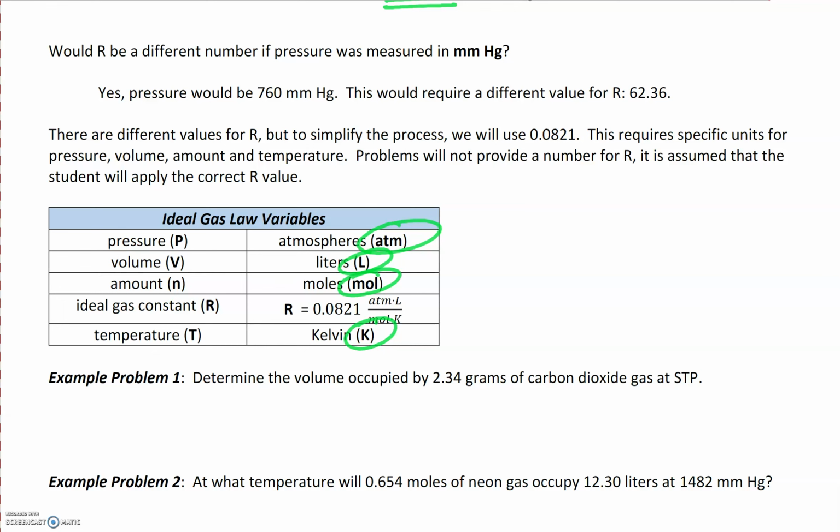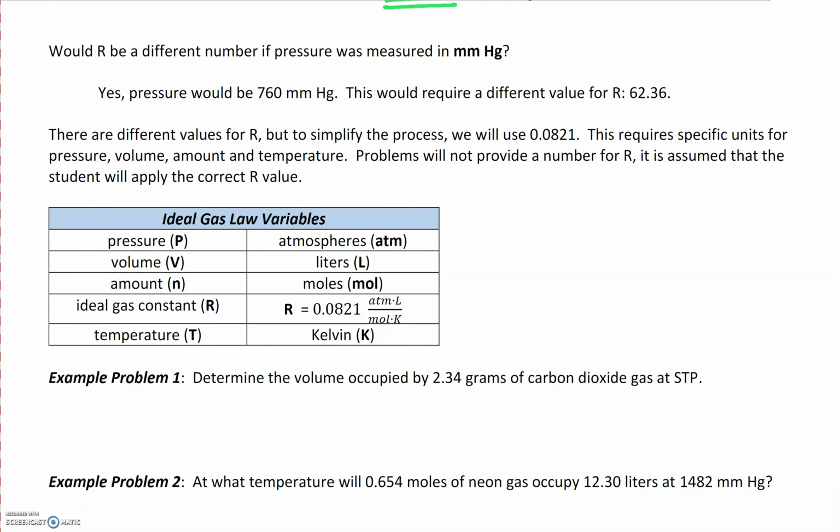Okay, example problem 1. Now, there's not a ton of space here for me, so I'm going to do some of it in this white space over here to the right of the table. It says, determine the volume occupied by 2.34 grams of carbon dioxide at STP. Okay, so one of the ways that you know you have this type of problem is that they only give you one of each variable.